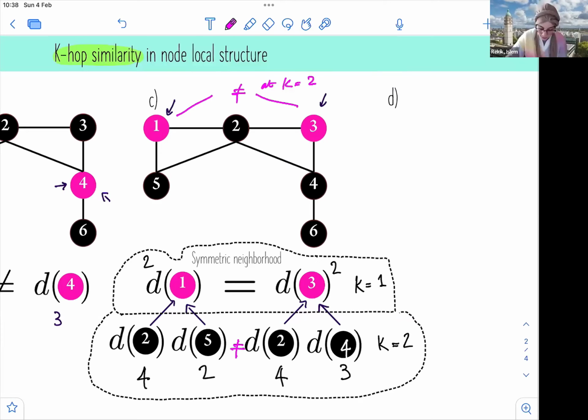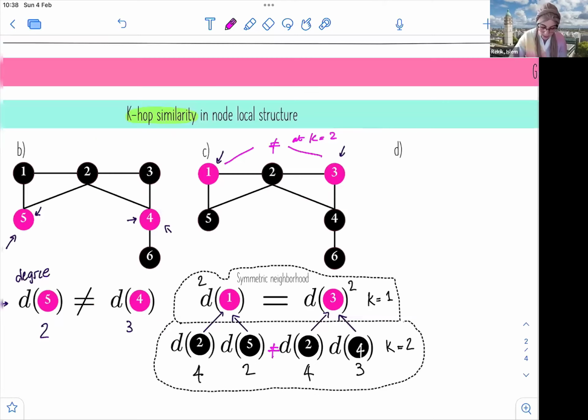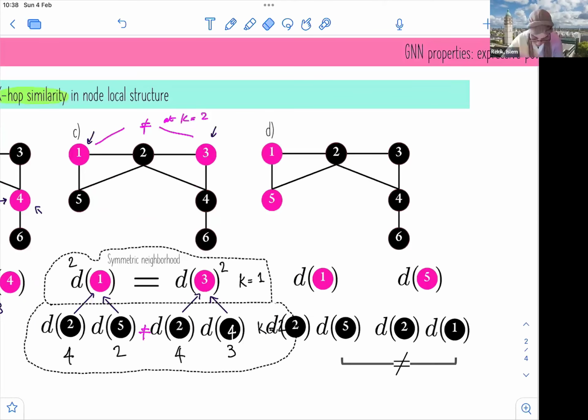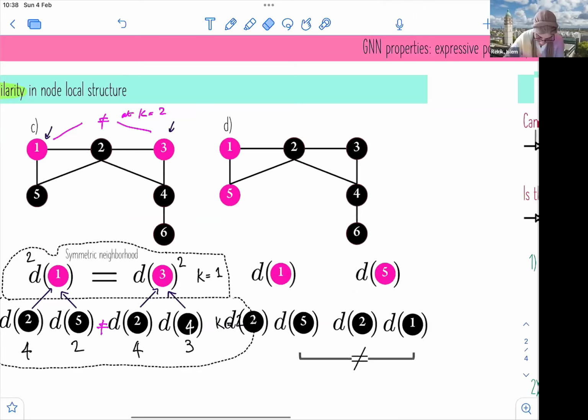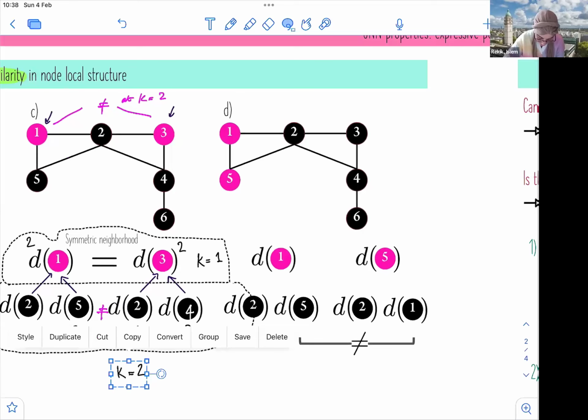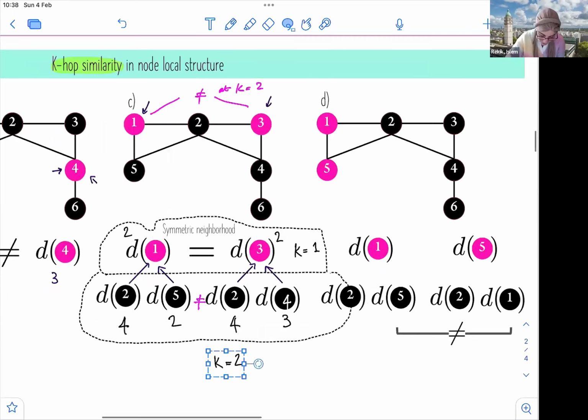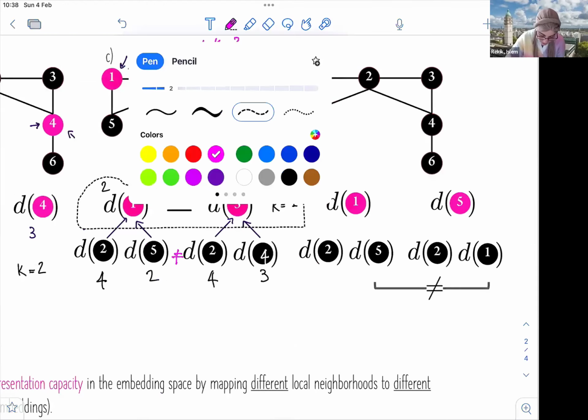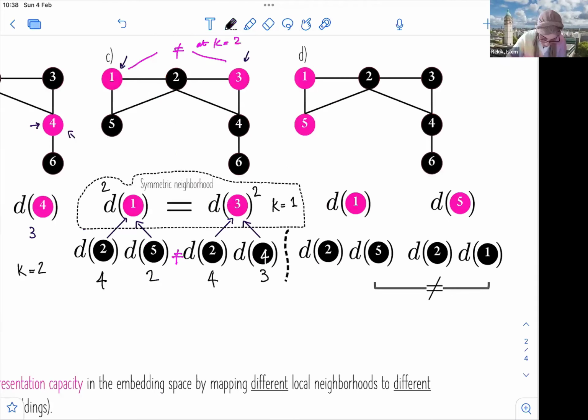Now, here we're looking at K equals 2. So let's look at a different example. So the D here, in this case, I'm going to move this down. So this is K equals 2. All right. Sorry guys, so as to not mess things up. So we're going to do it. This is K equals.